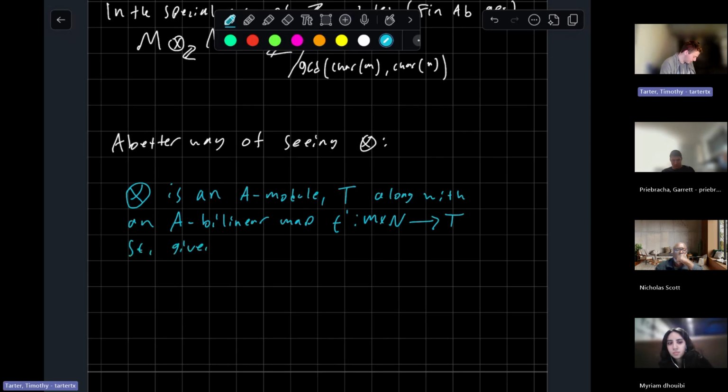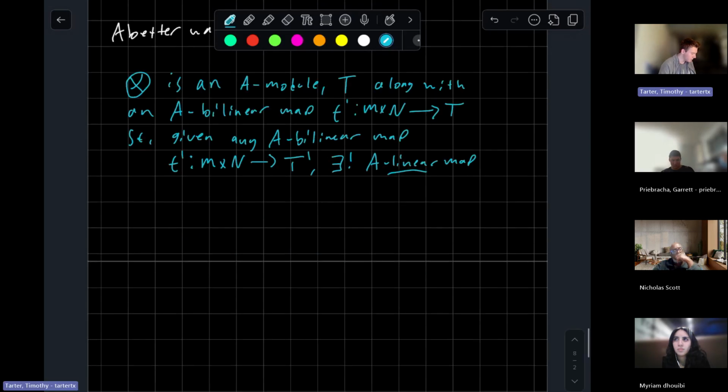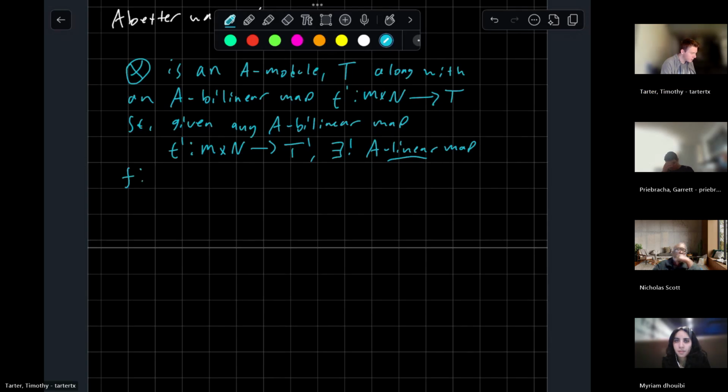such that given any A bilinear map, T prime from M cross N into T prime, there exists a unique A linear map, not a bilinear map but a linear map, F from T to T prime such that T prime is equal to the composition of F and T.